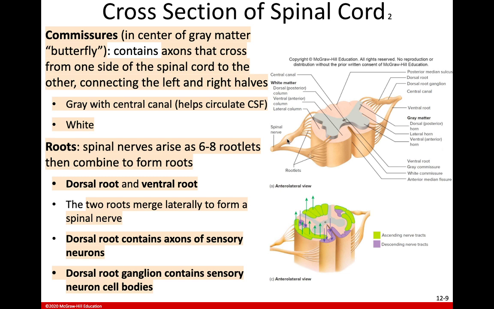Remember that most of our sensory neurons are unipolar. There's a few in our eye and our nose that are bipolar, but most of them are unipolar. So the sensory neurons, their cell bodies are right here in this dorsal root ganglion. And then remember, our motor neurons are multipolar. So that's what we're going to have here in this ventral root.